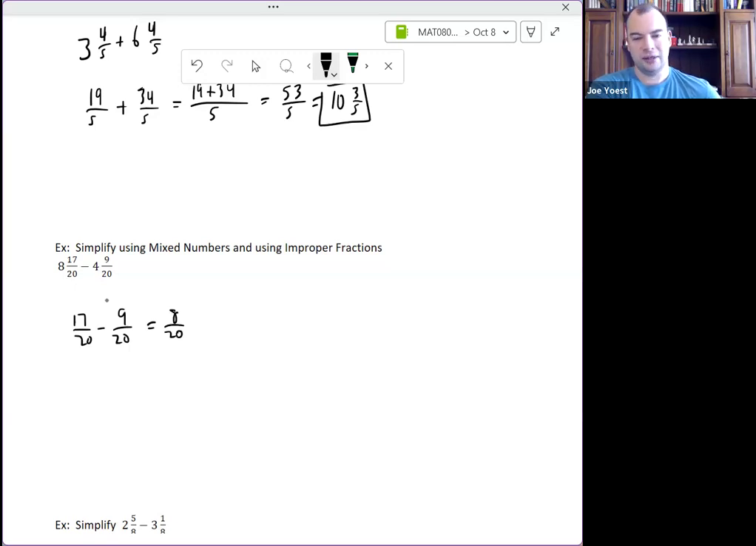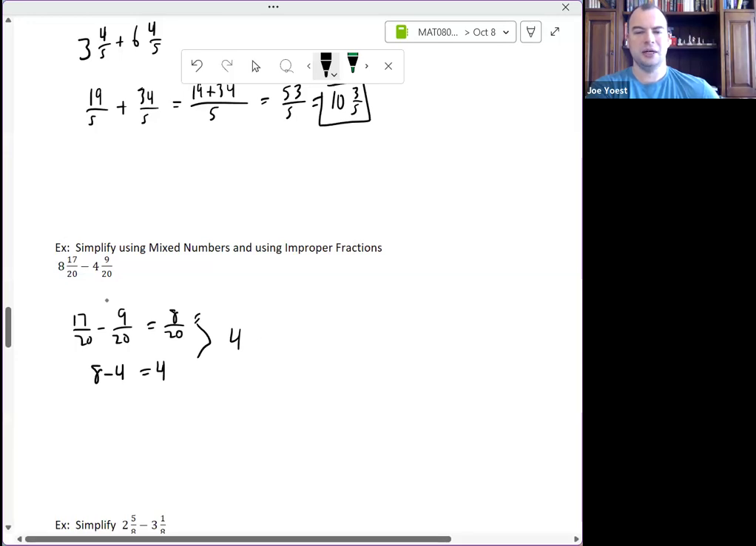I didn't need to borrow anything, so now I just do 8 minus 4 is 4. So I subtract the wholes, I subtract the fractional parts, put them back together, and this gives me 4 and 8/20. Or, of course, when we saw that 8/20, we probably would say, well, I see there's a factor of 4 in the top and bottom. That's 2 over 5.